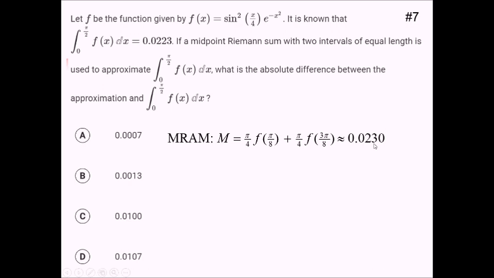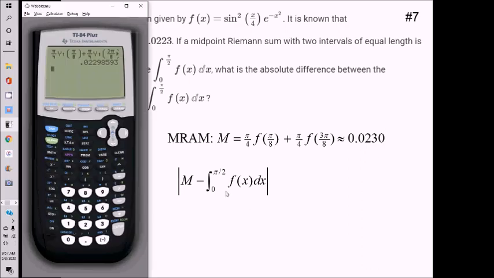So I need to take this number and figure out the difference between this number and this number up here, essentially. I need to find the absolute difference between m and the integral from 0 to pi over 2 of f of x. So I'm doing this. But, I mean, here's the thing. I'm already using the calculator, so how about I just do all of this on the calculator?